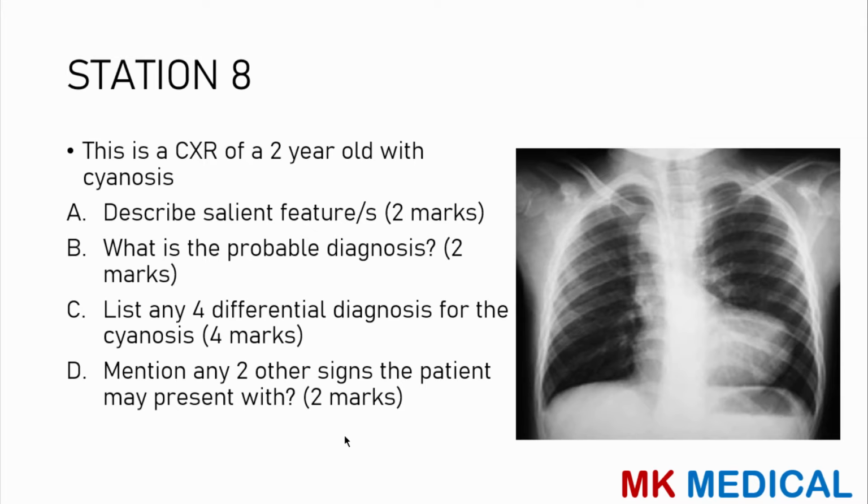So station 8. This is a chest x-ray of a 2-year-old child with cyanosis. Describe the salient features or feature. What is a probable diagnosis? List any 4 differential diagnoses for the cyanosis. Mention any 2 other signs the patient may present with. So I'll give you 1 second to think this through.